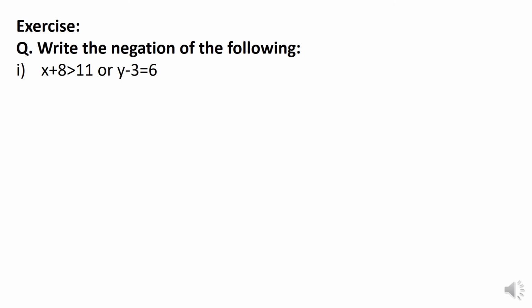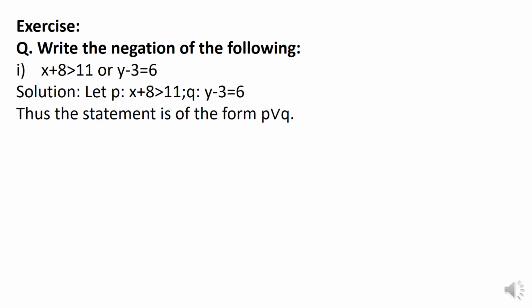The first question: x plus 8 is greater than 11 or y minus 3 is equal to 6. Now looking at the statement, you understand that it is a disjunction because the word "or" comes in the statement. Thus we write, let P: x plus 8 greater than 11 and Q: y minus 3 is equal to 6.